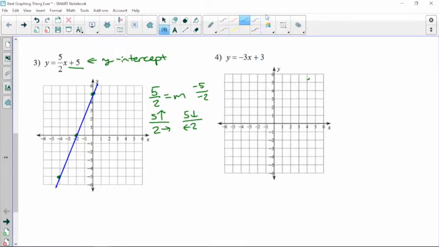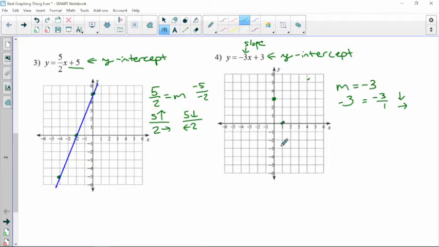Looking at this next equation, which part is the slope? Slope in this is negative 3. The coefficient of x is the slope. That makes this the y-intercept. So always start with the y-intercept. It says plus 3, so on the y, I'm putting a point at 3. Then my slope is negative 3. Negative 3 is the same thing as negative 3 over 1. So it's down 3 to the right 1.